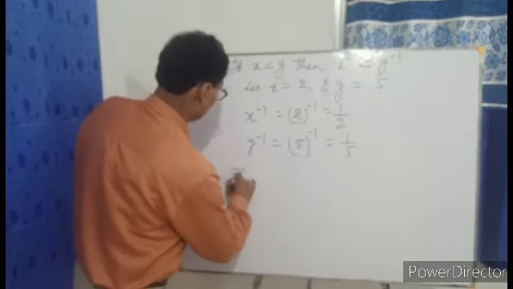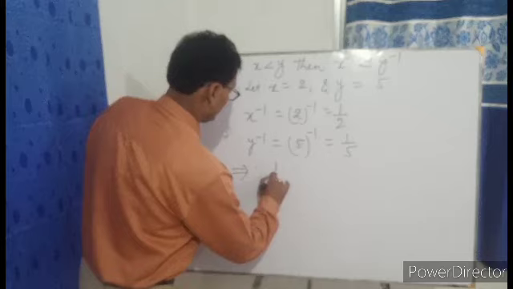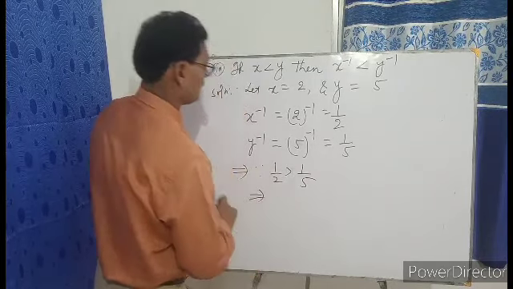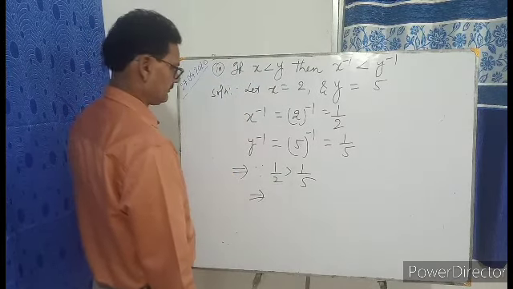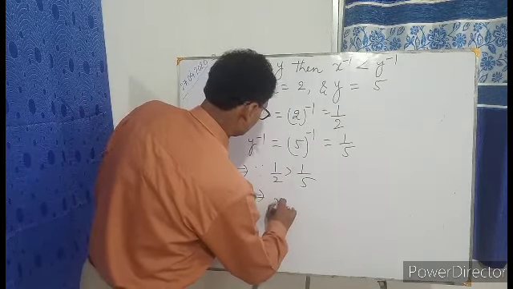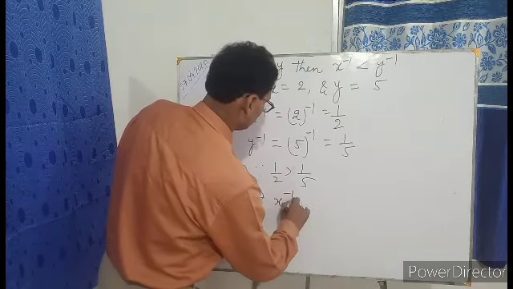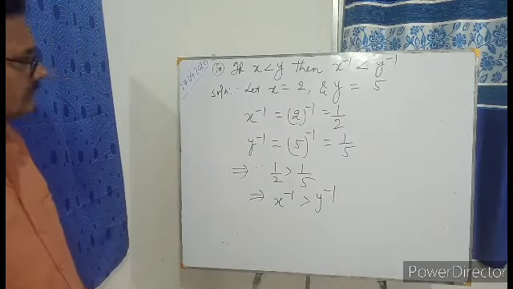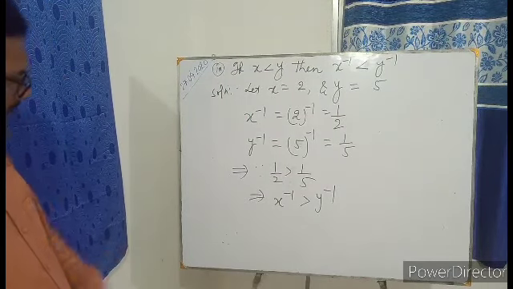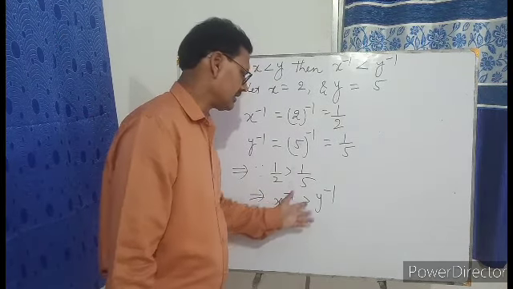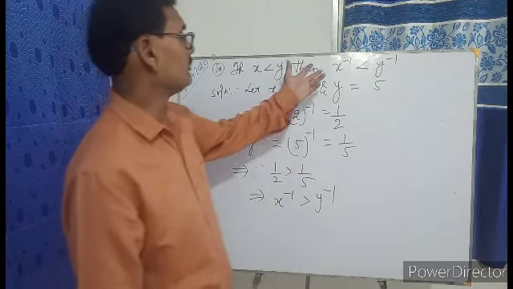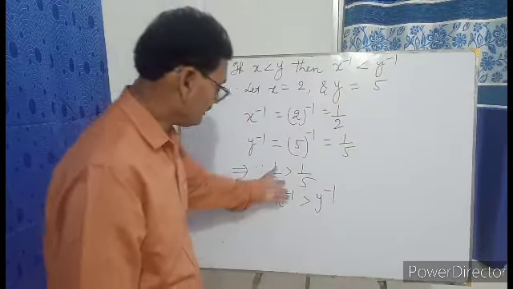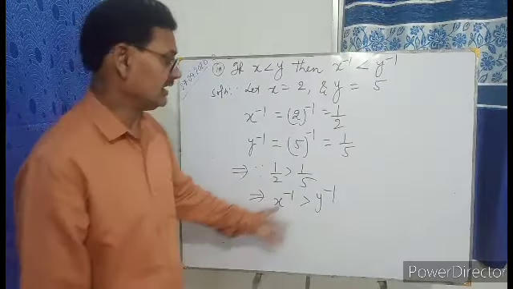So here this implies that since 1 by 2 is greater than 1 by 5, this implies that x inverse is greater than inverse of y. Inverse of x is greater than inverse of y, but what the question says, x inverse is less than y inverse. But what do we have? X inverse is greater than y inverse.